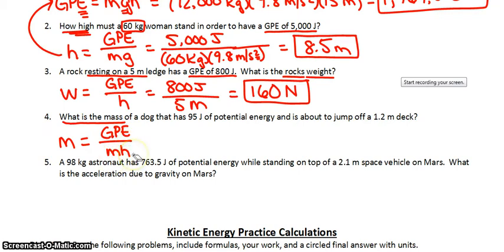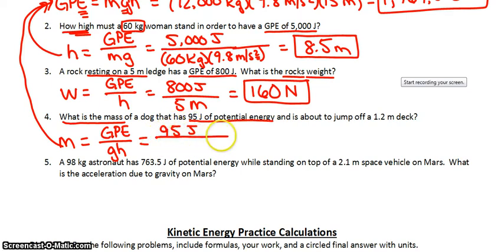Oops. Erase. Divided by GH. Sorry about that. And again, this is a manipulation of our original GPE equals mgh formula. Let's fill in our numbers. Has 95 joules of potential energy, so that will go on the top. We're going to divide that by gravity times height. What's G? Always on Earth? 9.8 meters per second squared. We want to multiply that by the height, a 1.2 meter deck.